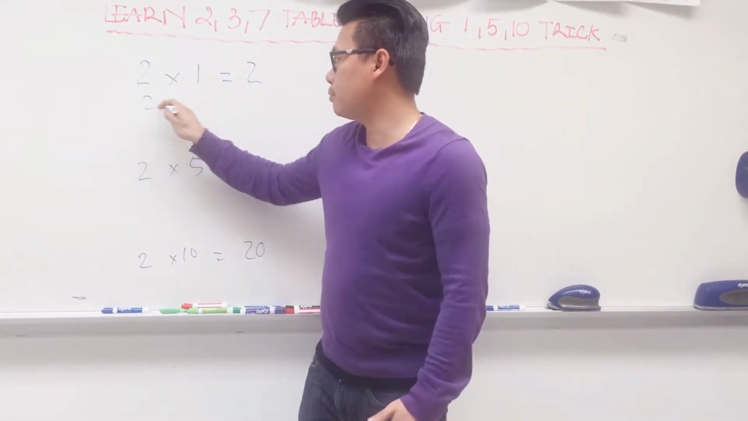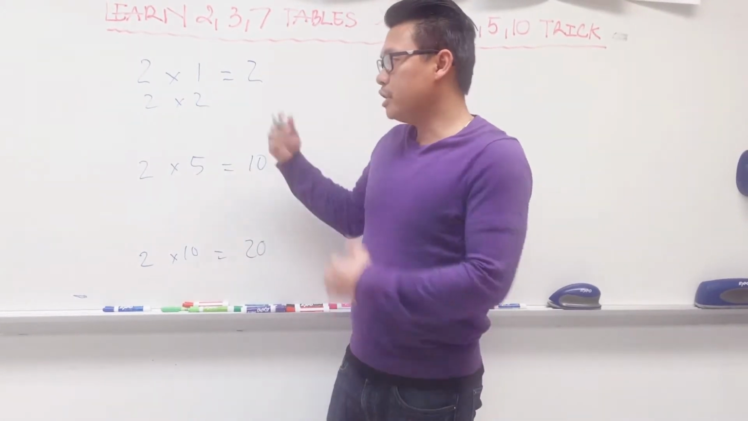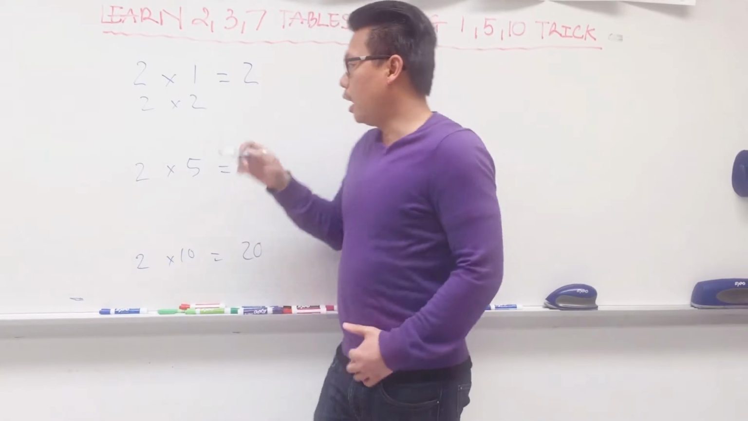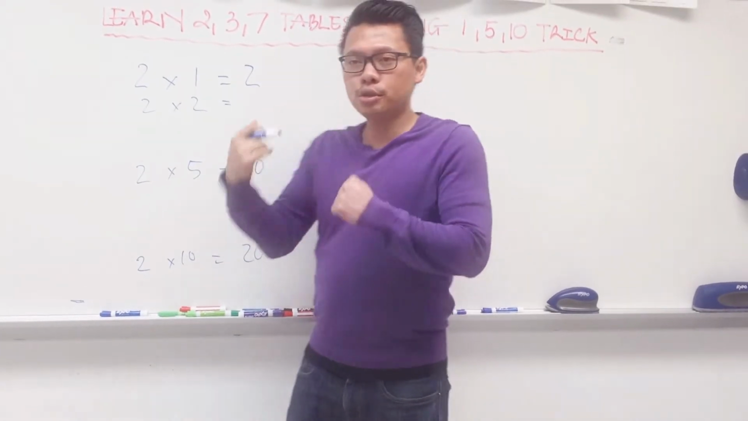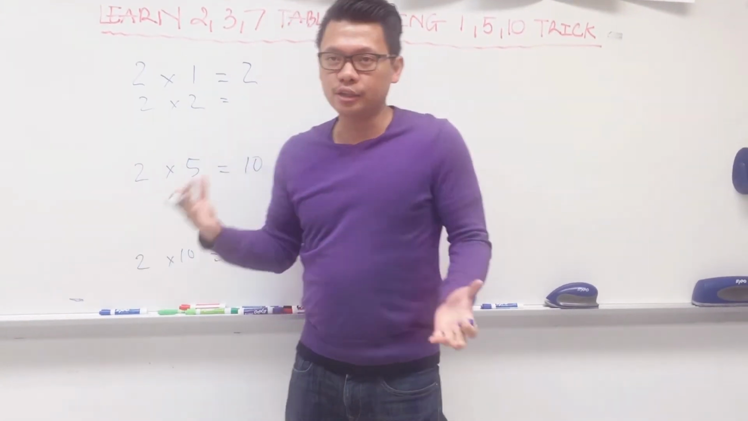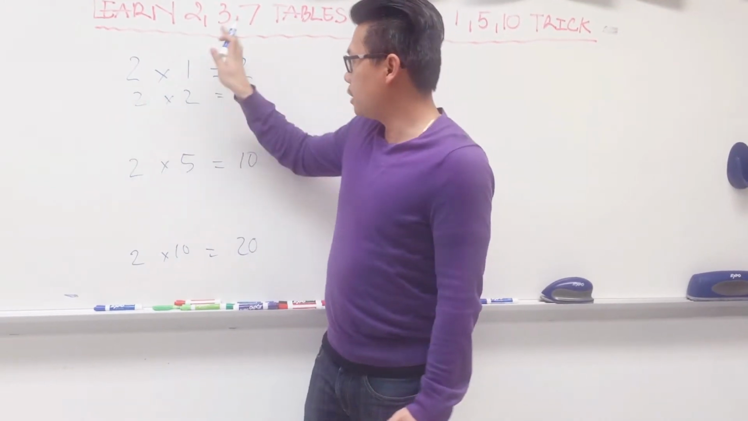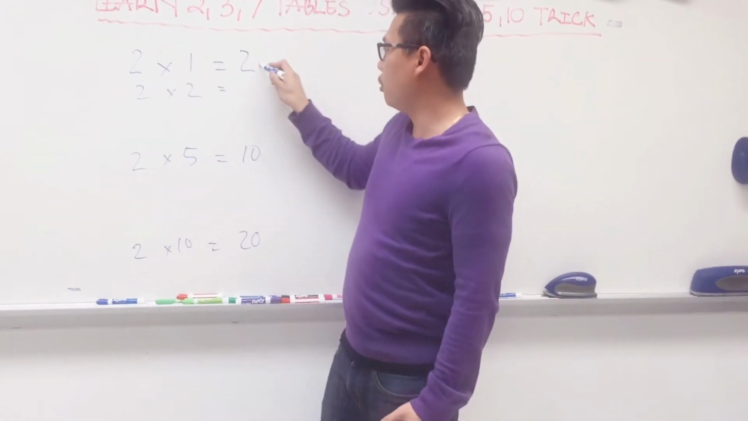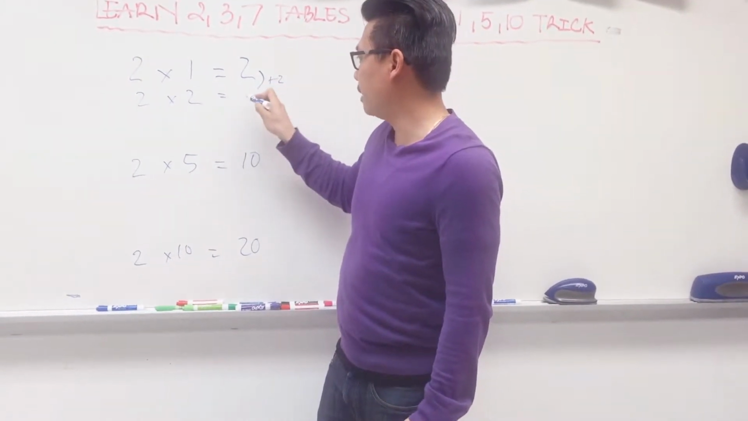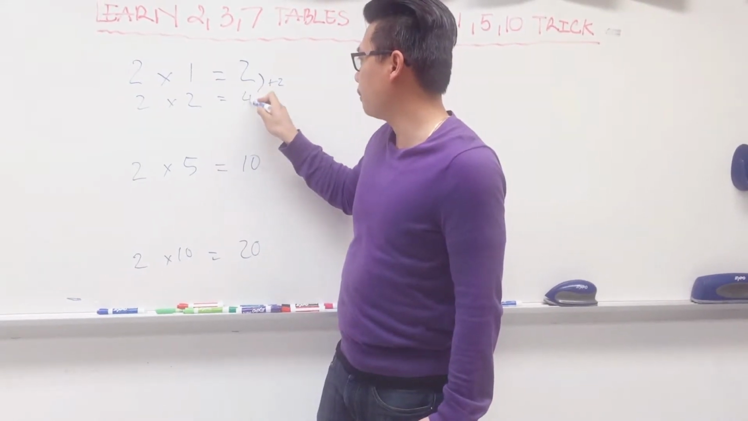So let's say 2 times 2. This is where skip count comes in, right? You're going to ask them, what is 2 times 1 again? And your student is going to say 2, right? Because it's a 2 table, you're going to skip count by 2. That means you're going to add 2 to get the next number. So that'd be a 4 here.